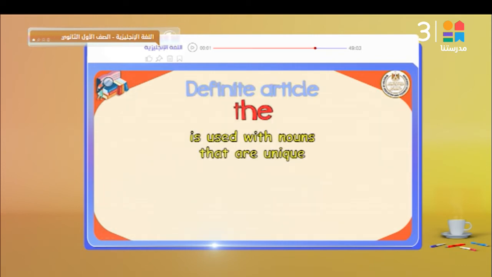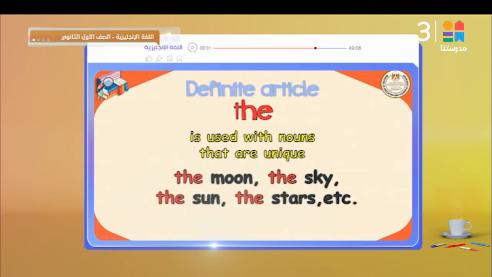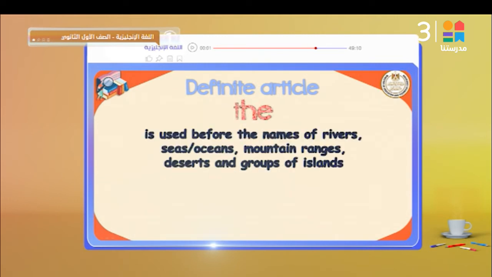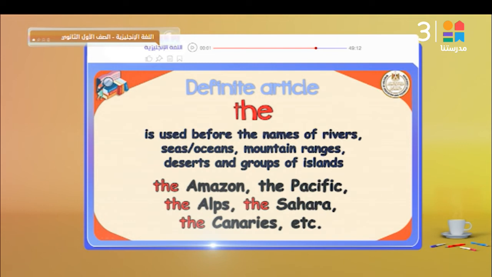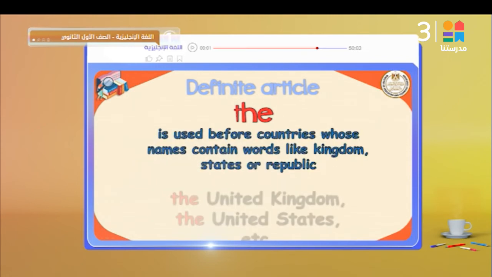The definite article the is also used with unique things. Unique things like the sun, the moon, the star, the sky, these are definite, so we use the. We use the with oceans, seas, and mountain ranges. So we say the Amazon, the Pacific, the Alps, the Sahara, the Canaries. When we talk about ranges of mountains, we use the, like the Alps. But when we talk about a single mountain, we don't use the. So we say Mount Everest, for example.